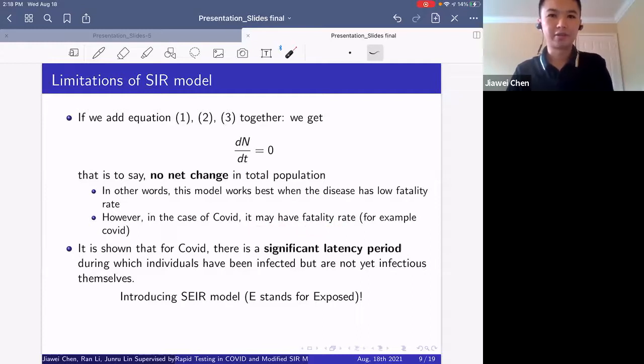A second limitation is that for COVID, there's a latency period. For the purpose of this project, we are modeling rapid testing. The purpose of rapid testing is to identify individuals who are already infected but haven't shown symptoms yet. So latency period here means the period between when individuals get infected but haven't become infectious yet. They don't show any symptoms, not infectious yet, but already infected. So the purpose of rapid testing will be to identify those individuals and those who already show symptoms as well before they infect others. So introducing the SEIR model.